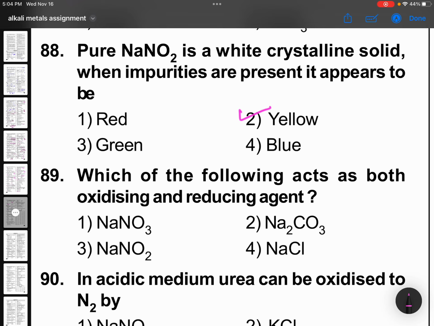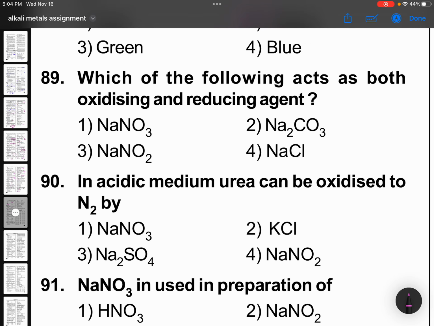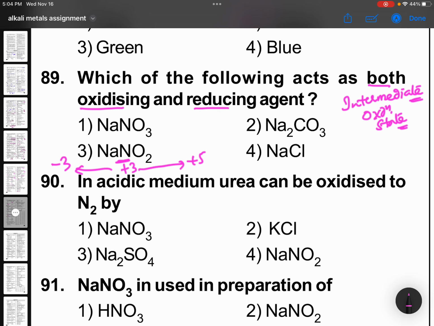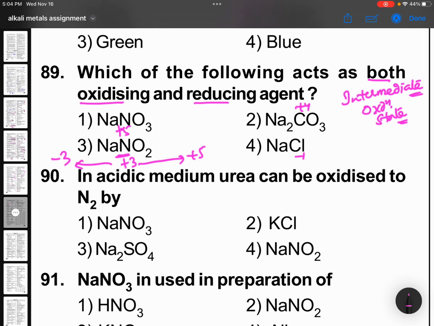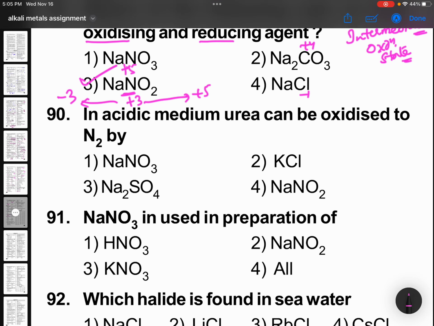Okay, memory. Which of the following acts as both oxidizing as well as reducing agent? To function like oxidizing and reducing agent, it must be in the intermediate oxidation state. You just check which is in intermediate oxidation state. When they are present in intermediate oxidation state, they can function like oxidizing agents and reducing agents. If I am not wrong, your nitrogen is with, okay, now +3 state. It can go up to +5. It can go minimum to -3. Intermediate. This is +5. This is +4. This is -1. So this is your answer.